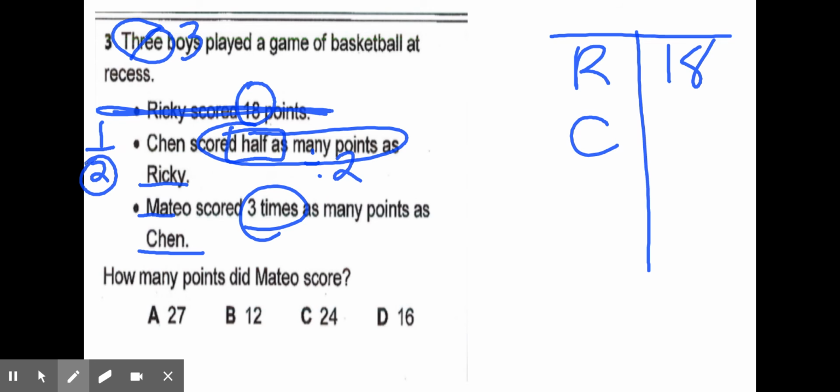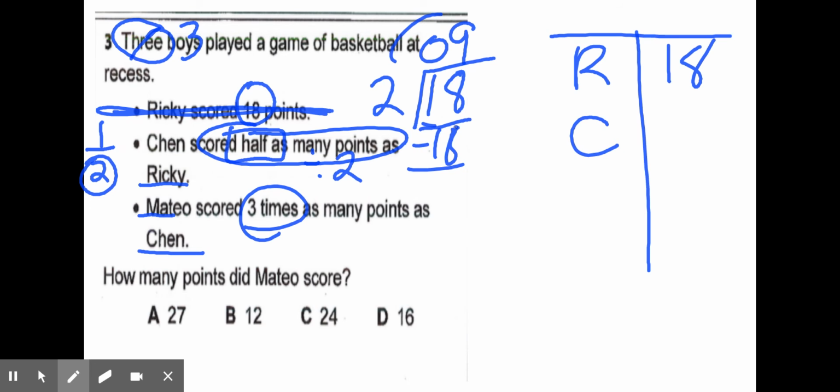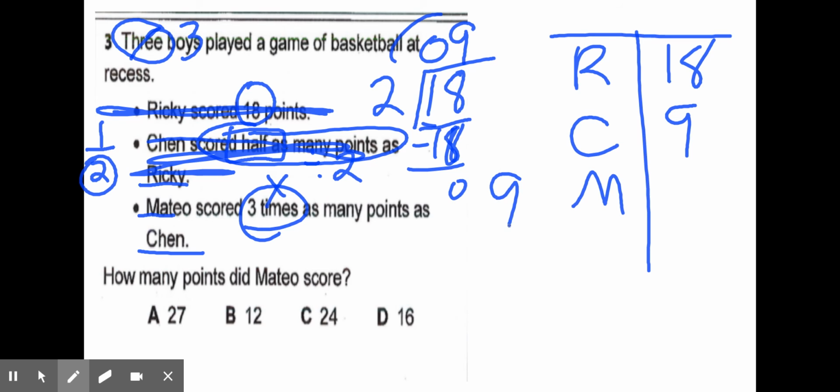So we've got to take Ricky, which was 18, and divide by 2. 2 can't go into 1. 2 goes into 18 9 times. 9 times 2 is 18. So Chin is 9. So I'm going to get rid of him. Now Mateo is 3 times as many as Chin. Well, times means multiply. So I'm going to take Chin, which was 9, and do 3 times. 9 times 3 is 27.